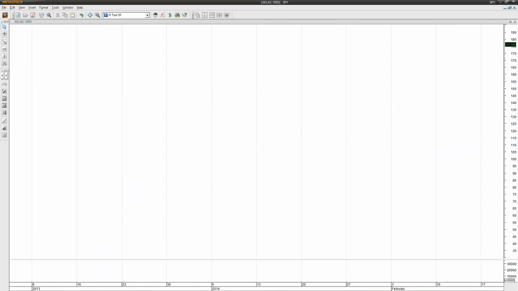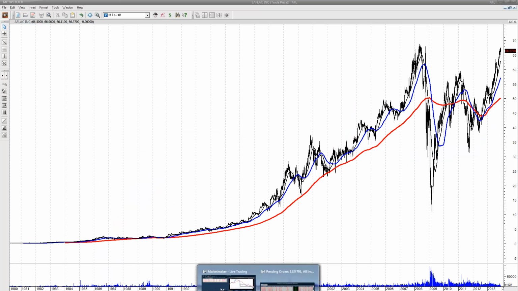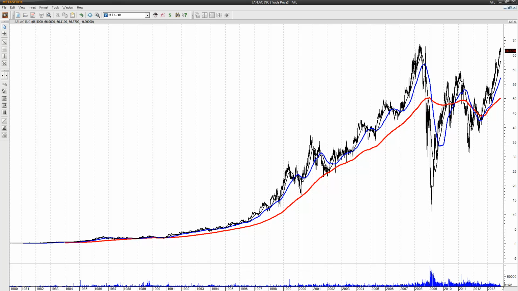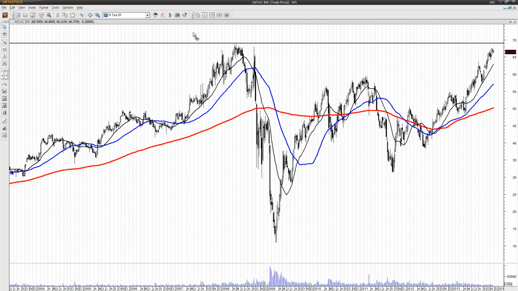Now take a look at the first chart that I got. It's Aflac. And it's easy to see I get this high peak. It's a little bit below, but you can see here it's 68.81. That's the short sell limit order I will put in from that peak level.